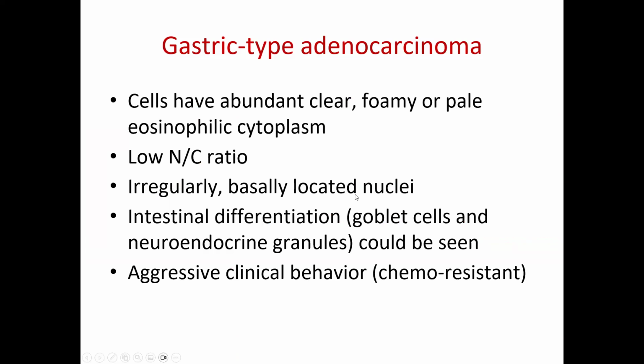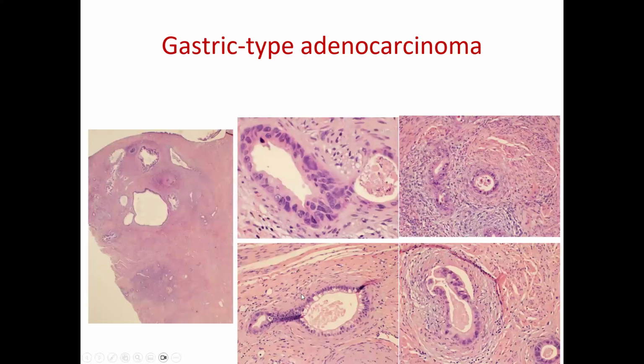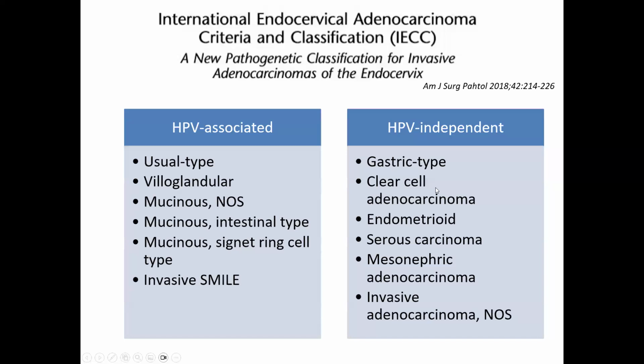The cells have abundant clear cytoplasm or foamy cytoplasm. They have low NC ratio. The glands themselves are irregular, and the nuclei are basally oriented. They may have some intestinal differentiation. As a matter of fact, some people require that you have to see some goblet cells, some intestinal differentiation, even though, I don't want to confuse you here, because I'm calling this intestinal differentiation, but I'm still calling this HPV independent. I hope I don't lose you here.